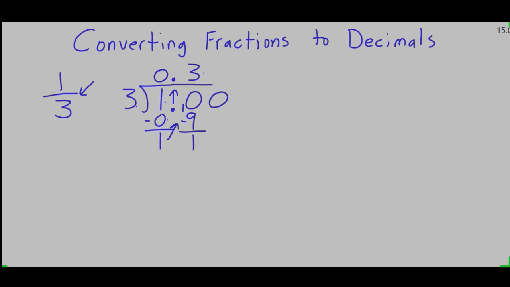Add another 0, bring my 1 up. 3 goes into 10 3 times. And 3 times 3 gives me 9, the remainder of 1. Now I can stop at this point because I've got 2 of my numbers on the top are the same, and I've had the same remainder multiple times in a row, meaning this will be a repeating fraction. So this repeating fraction is 0.33 repeated.